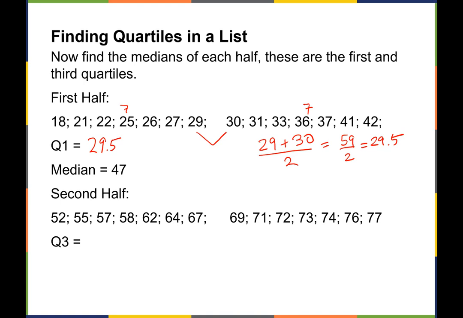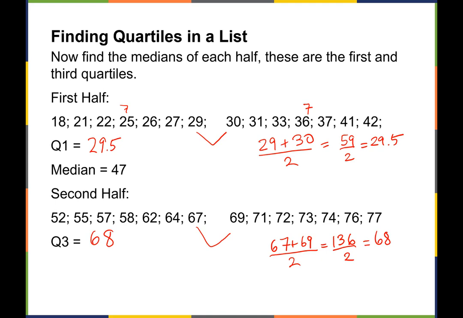All right, why don't you try to find the third quartile, which is the median of the second half of the list. The list is already divided into 2 values for you. Did you pause the video and find it? We need to average 67 and 69. 67 plus 69 over 2 is going to be equal to, carry the 1, 136 over 2, which is equal to 68. So my third quartile is 68.